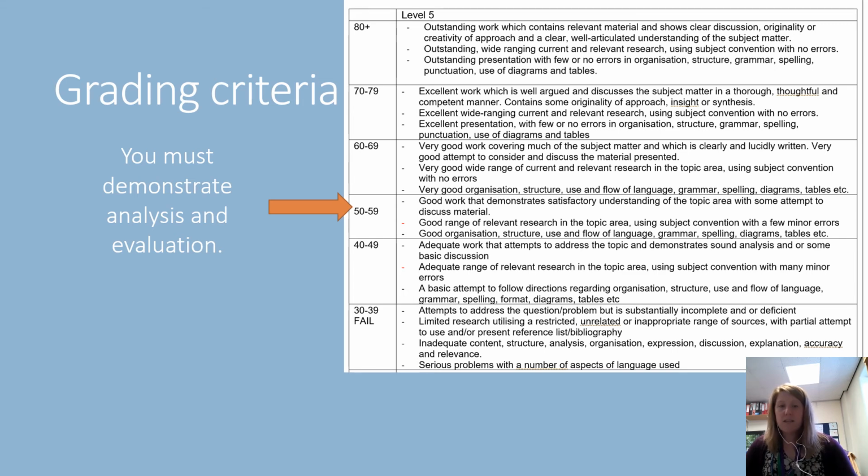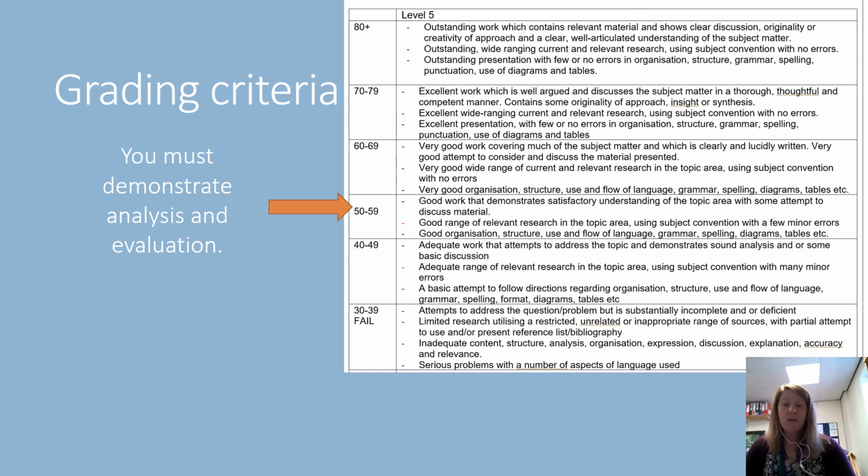So if we look at the grading criteria, even just for a 40%, you are expected to demonstrate analysis and basic discussion. Whereas in previous, for your level 4, it was very much more factual based, just presenting the facts, what we're looking for here is that you actually do evaluate and discuss what you are presenting. So this is where you can build in your evidence-based recommendations.